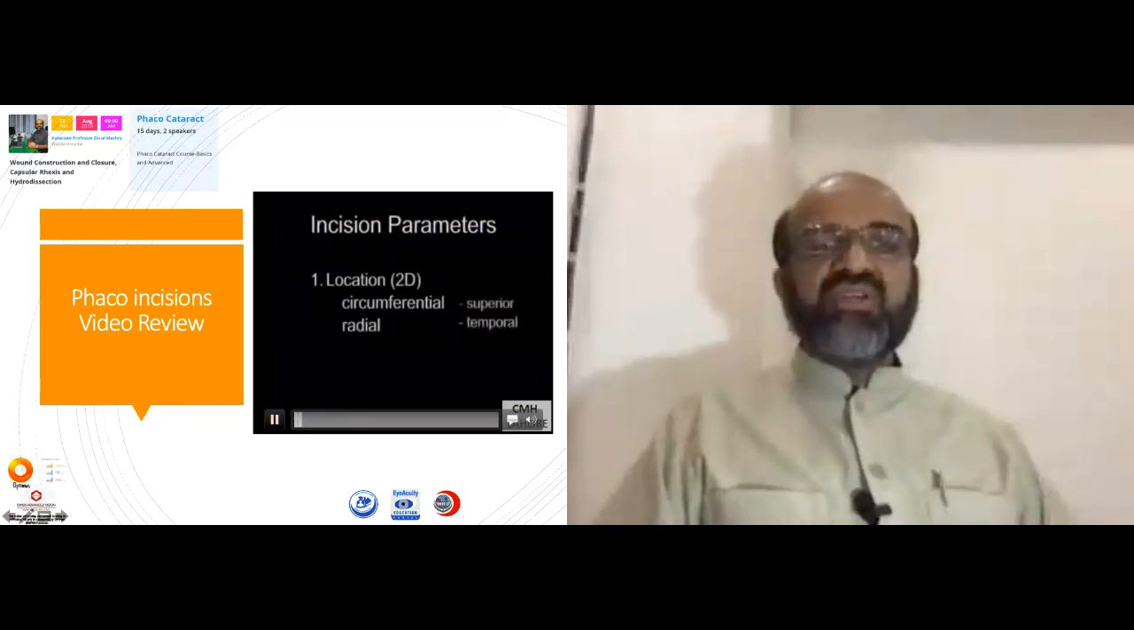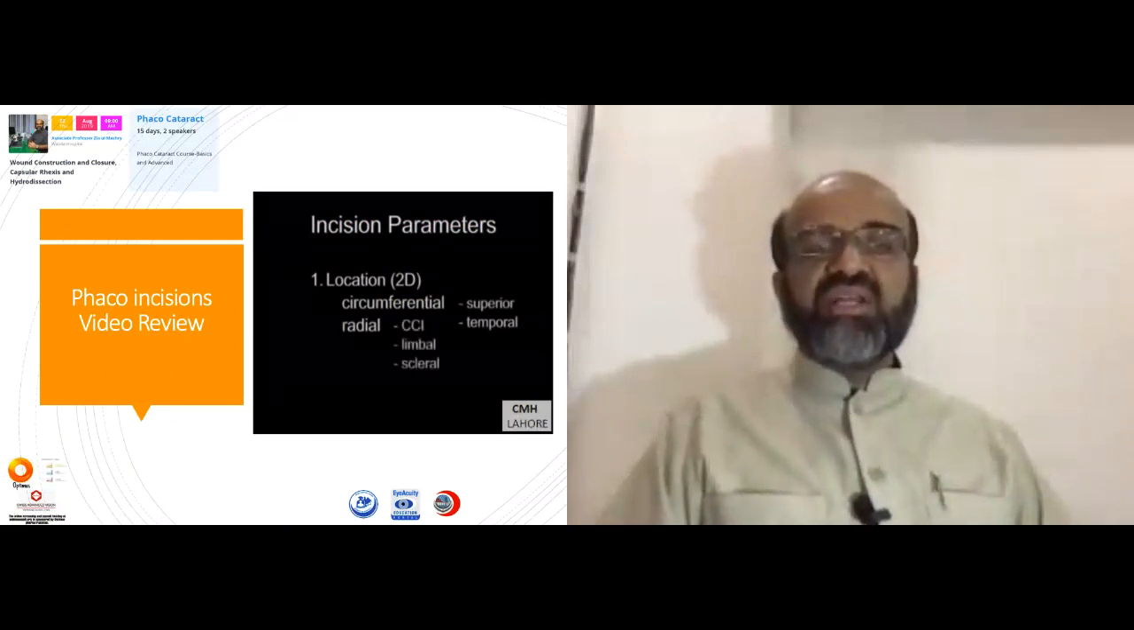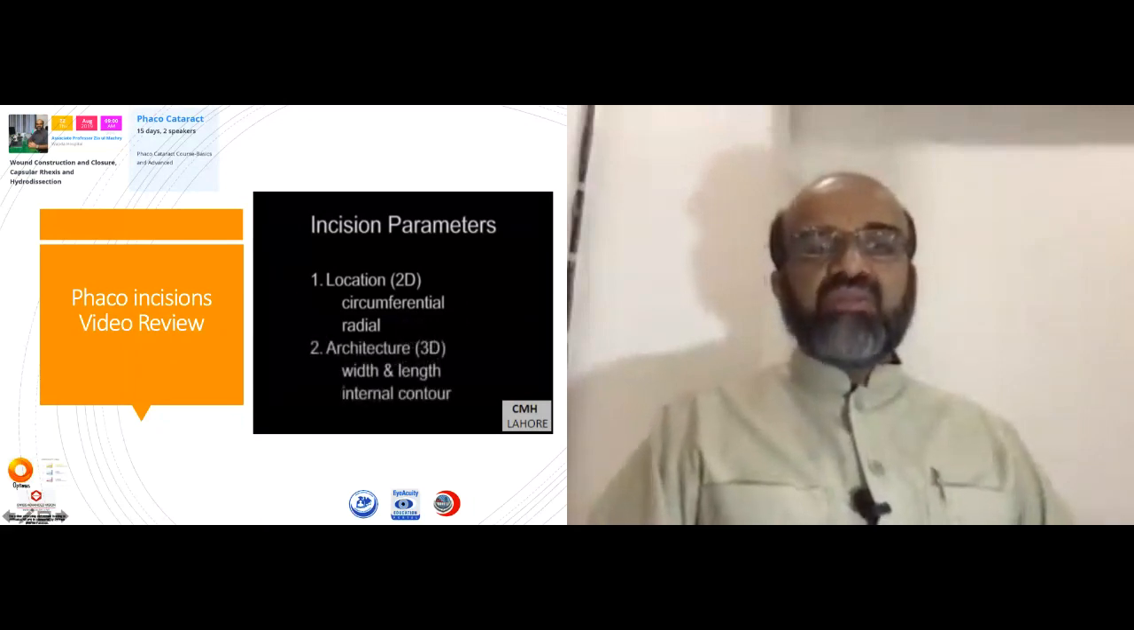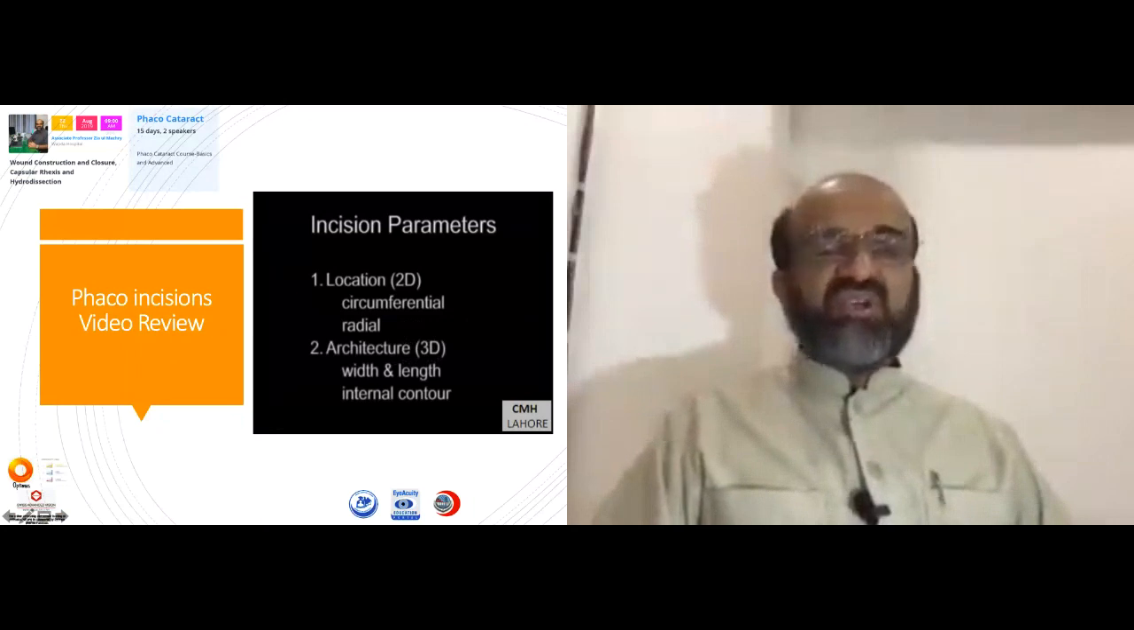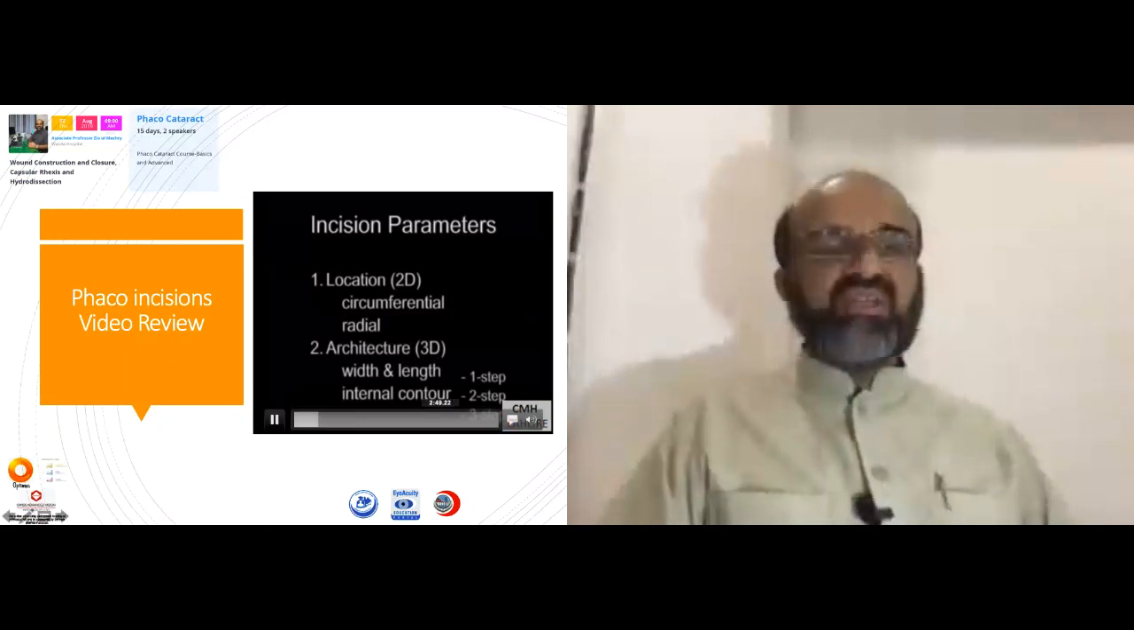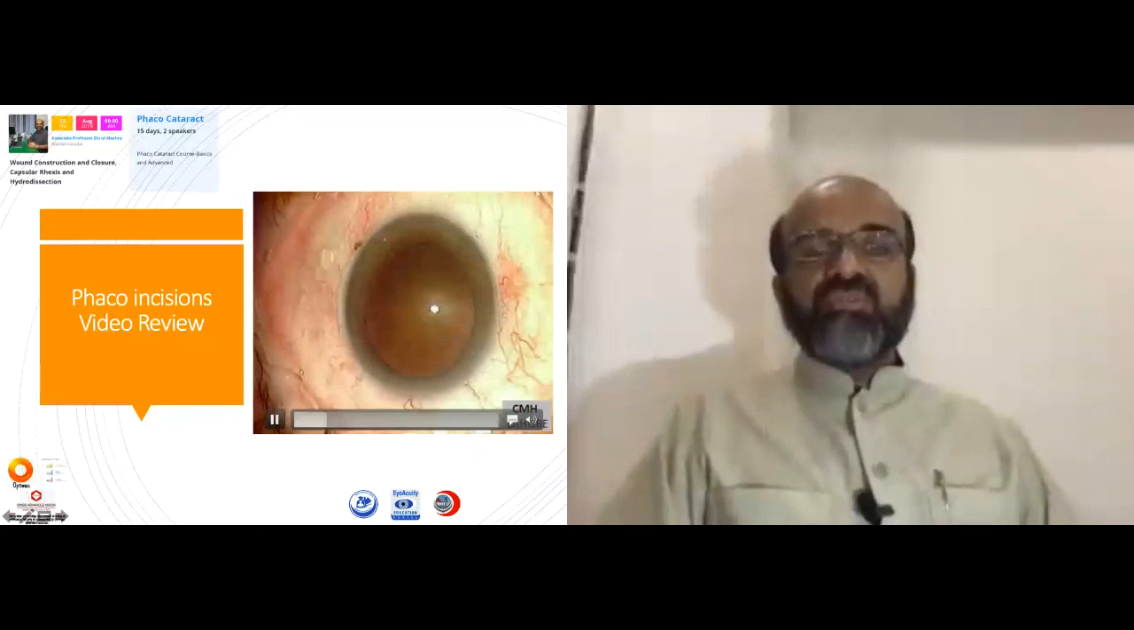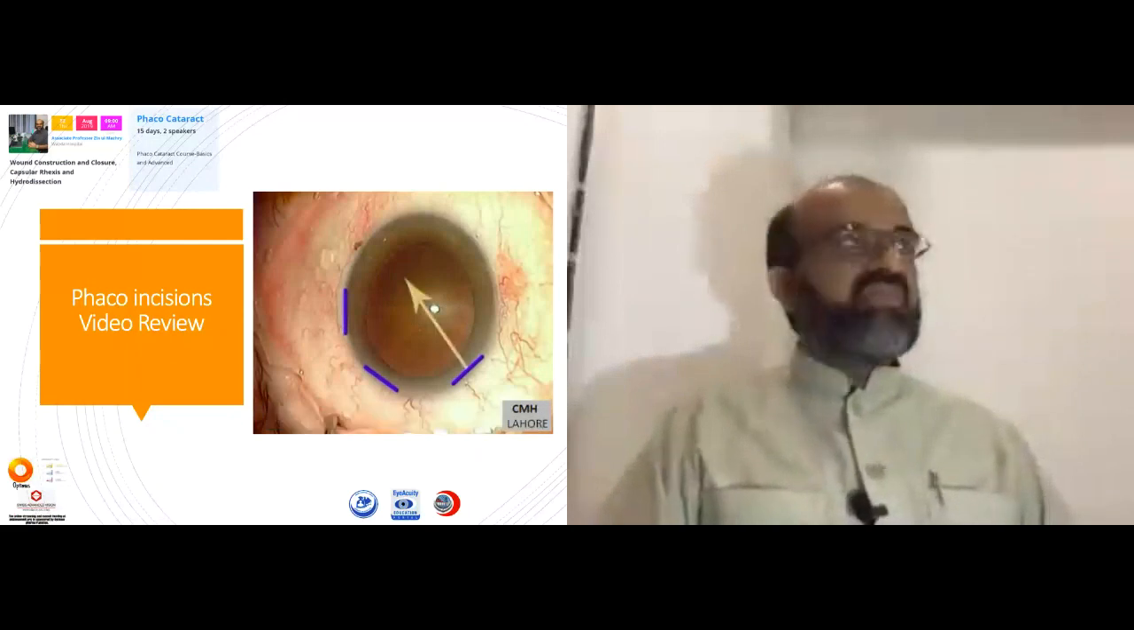As you can see, the incision parameters, the location, can be circumferential, radial, superior, temporal. And then the location is whether it is a circumferential incision or a radial incision. The 3D architecture is very important. The 3-step incisions are better than straight single-step incisions. Incision location, as we discussed already, has to be placed either superiorly, supratemporally, or temporally.